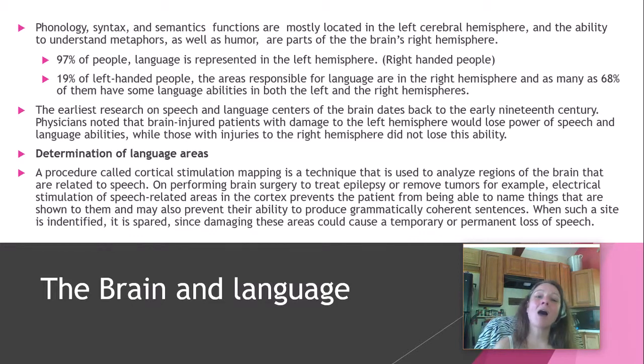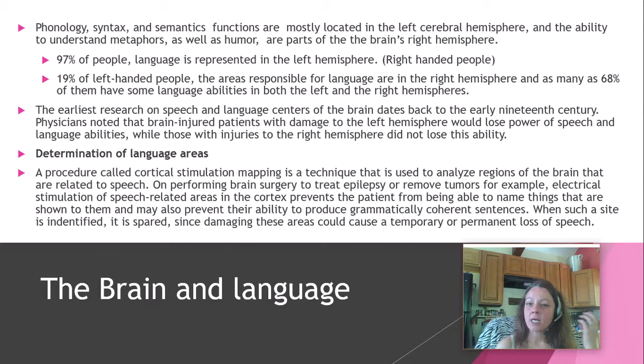So when it comes to language in the brain, we do have specific areas that we know relate to language and speech. It seems like when it comes to things like phonetics, phonology, syntax, semantics, those seem to be more functions of the left hemisphere, whereas metaphors, abstract thinking, and understanding humor seem to be more in the right hemisphere of our brain. So once again, it shows how those different functions work together.